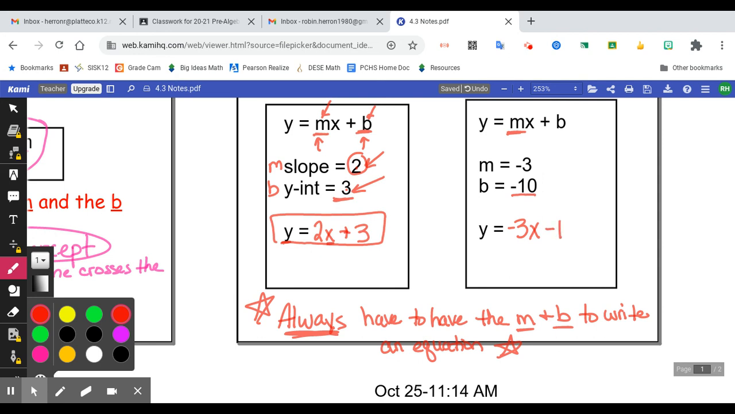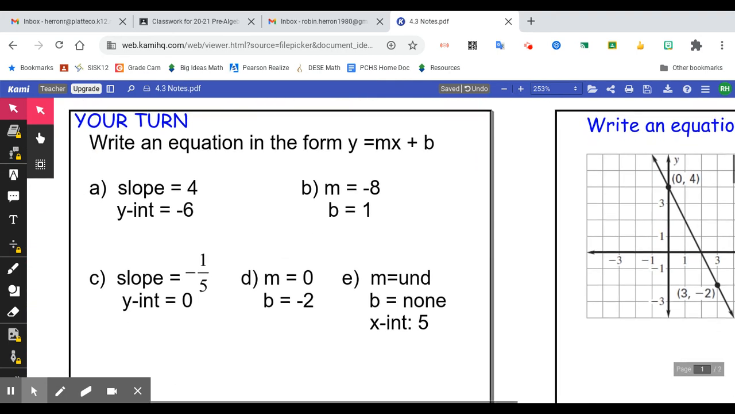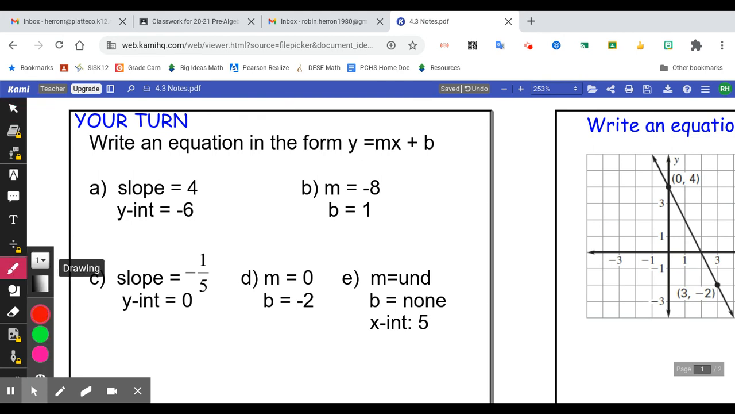I'm just going to put -10. Here's my m, here's my b. This is my new equation. Okay? So let's try that down here. Same exact thing. Pause the video if you want to try it, if you want to follow along, that's fine too.